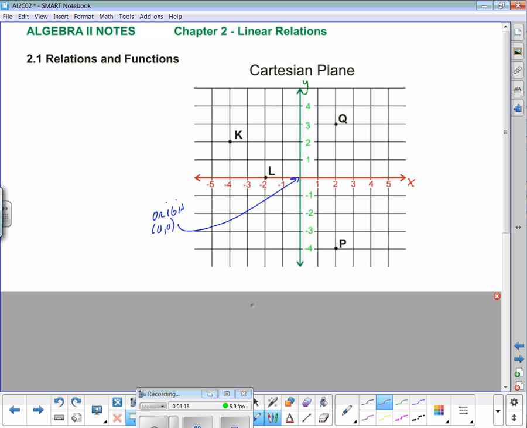Also, remember that the axes break up the plane into 4 quadrants, and so you should always be aware of where quadrant 1 is. Remember, you use Roman numerals in depicting your quadrants. So quad 1 is top right, quad 2 is top left, quad 3 is bottom left, and quad 4 is bottom right. All right, so you got 4 quadrants in the Cartesian plane or the coordinate plane.